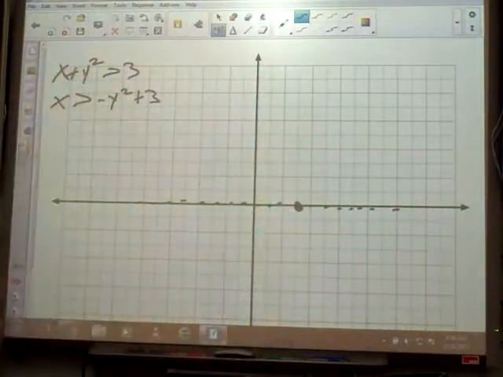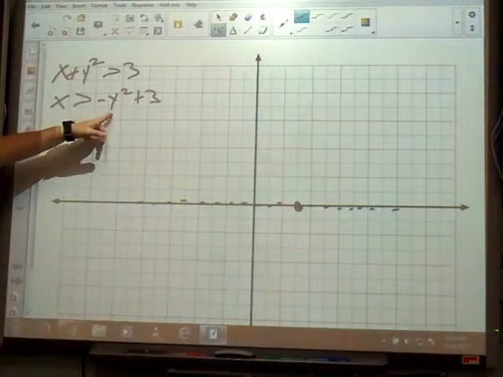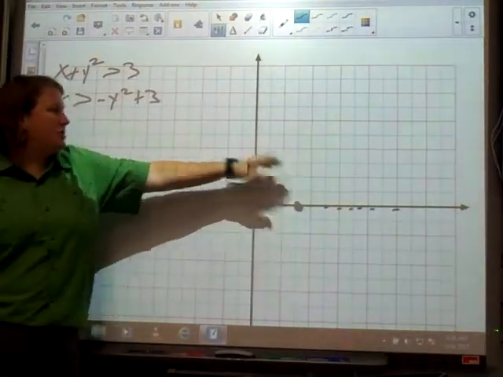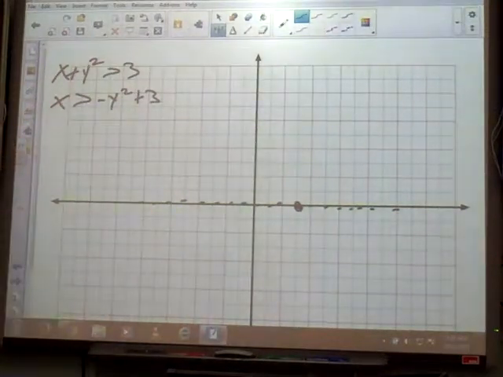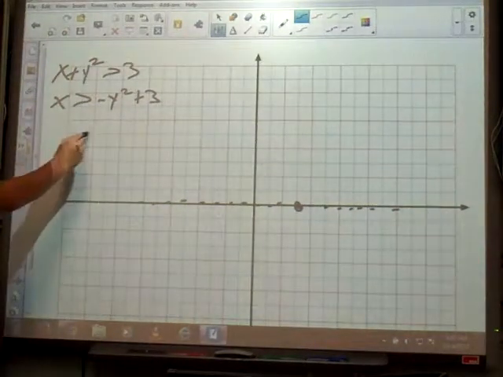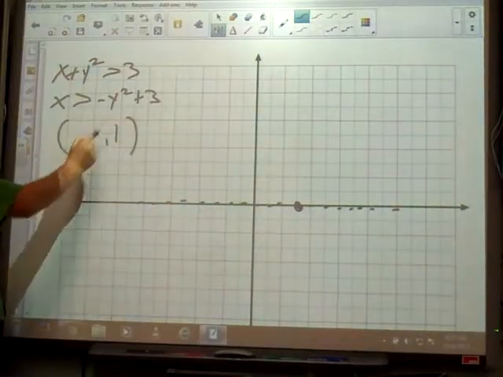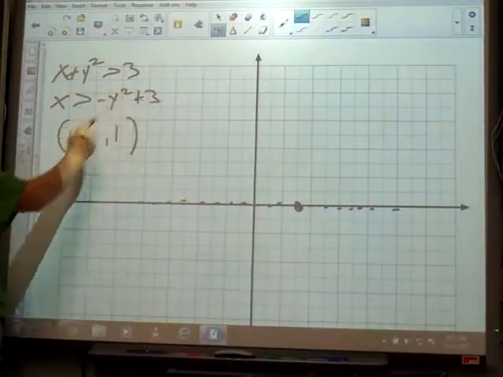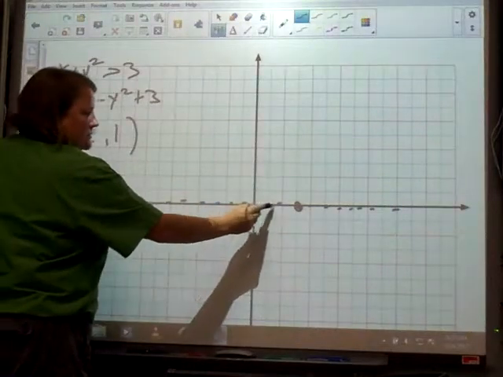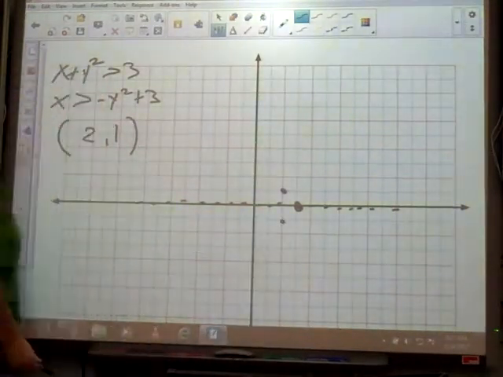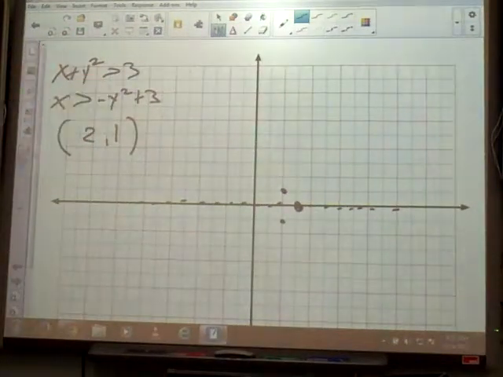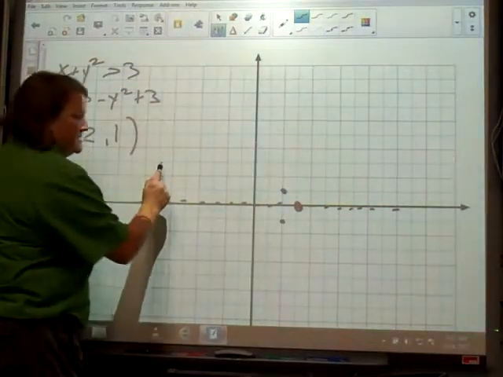Alright, now we've got to plug something into the y. So you could come up here to 1 or 2 and plug a y. What do you want to do? 1? Yes, 1. So 1 squared is 1. Negative 1 plus 3 is 2. So it'll be 2, 1. Put it on the same side. This time it's going to be dashed. I'm paying attention to what I'm doing this time, so I'm going to draw a dashed line.